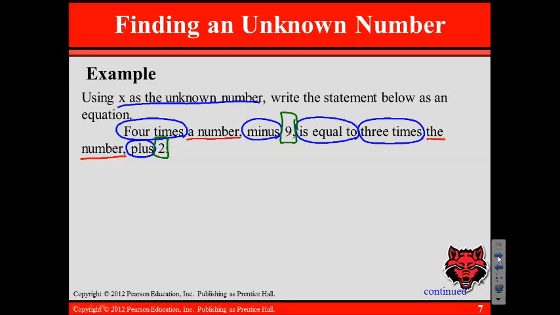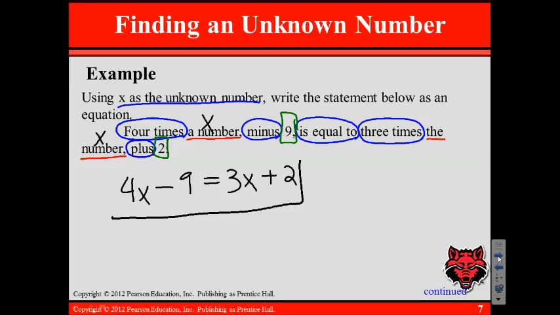So now let's go through and see if we can translate. We start with 4 times a number. Remember, this number is x, so 4 times x, or just 4x, minus 9, so minus 9, is equal to 3 times the number. Remember, that number is x, so 3 times x, or 3x, plus 2. Now, because we were just told to write the statement, that's as far as we need to go. Had the directions said we need to simplify, we would continue to go through the process of solving this equation for x.